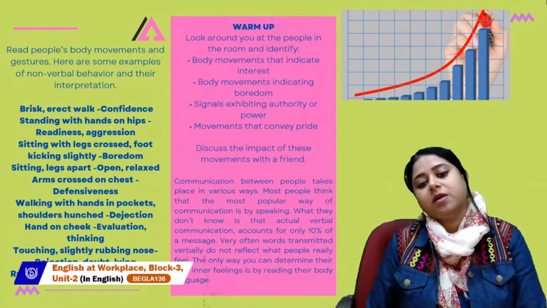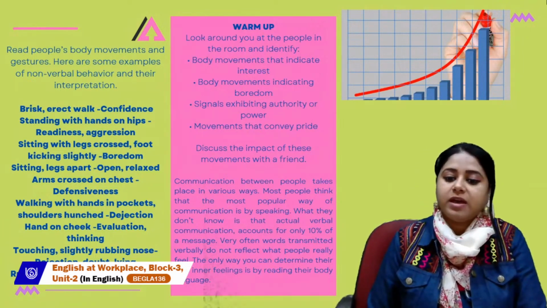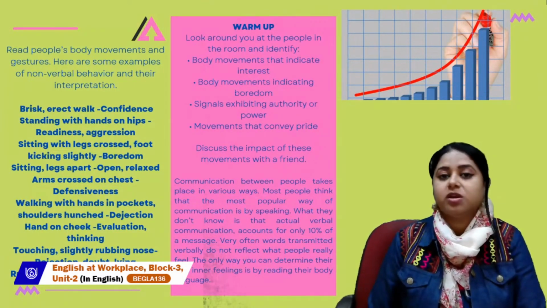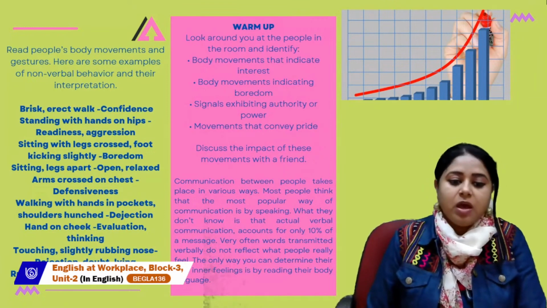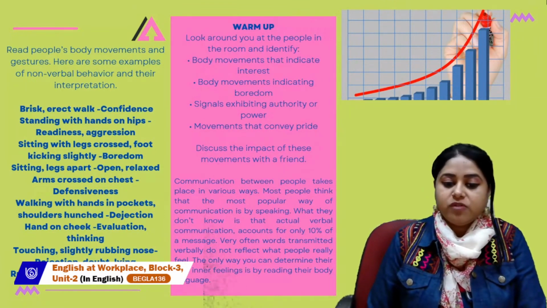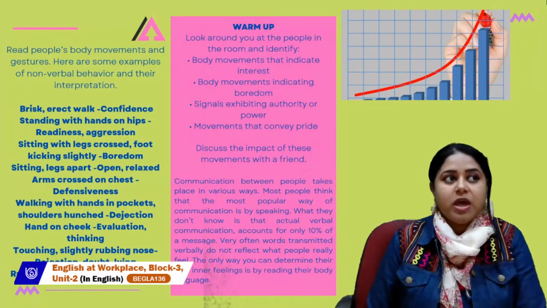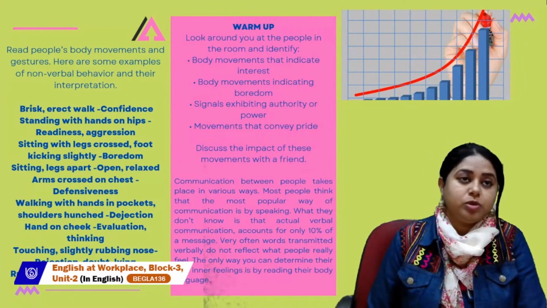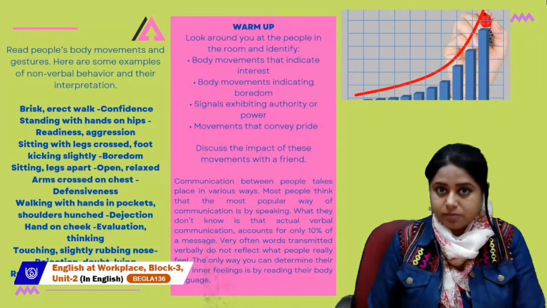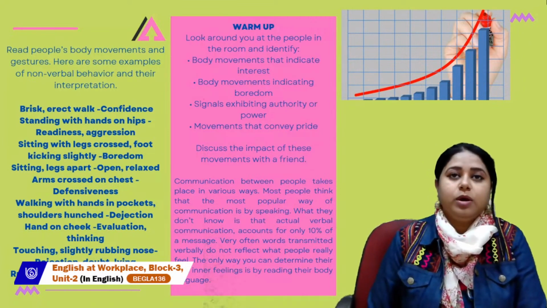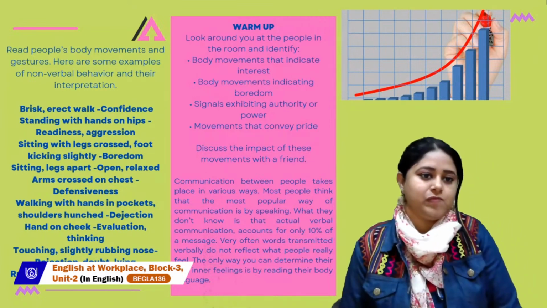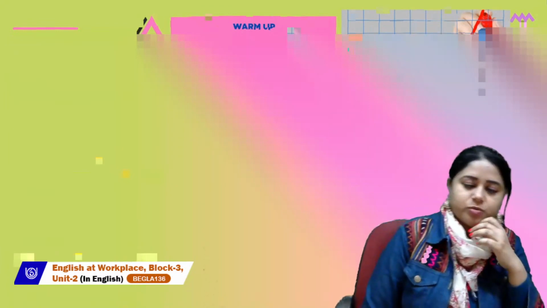So communication between people takes place in various ways, and the actual verbal communication accounts for only 10% of a message. A lot depends on the way it is communicated, the non-verbal cues. The only way you can determine their true inner feelings is by reading their body language, and sometimes even that could go wrong. Some people have mastered the art of body language, so you could be accurate most of the time if you're really working on it. But it is not always 100% accurate. It's not an exact science.